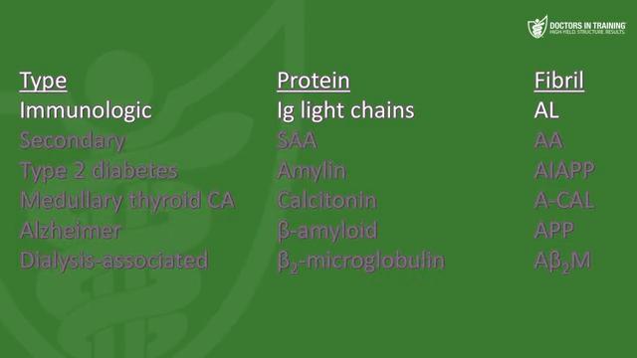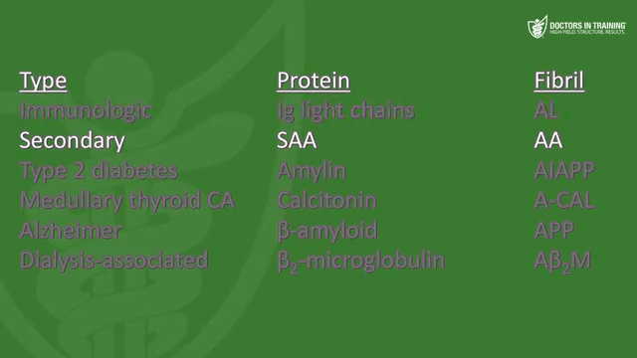There's immunologic amyloidosis, which can be seen in multiple myeloma, which is where you have proliferation of the plasma cells that are making way too much immunoglobulin. That's specifically the antibody light chains that cause problems. They coalesce to form AL proteins. AL is for amyloid light chains. This is also called primary amyloidosis.